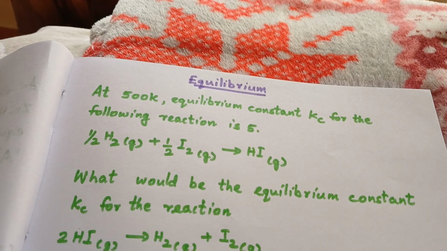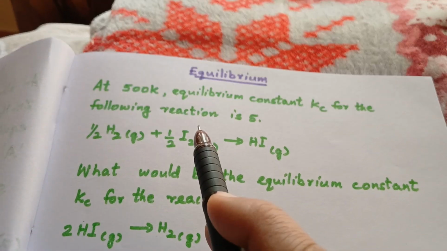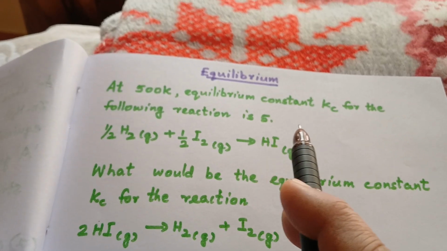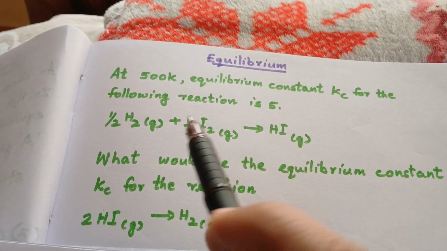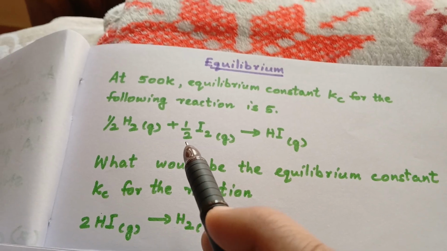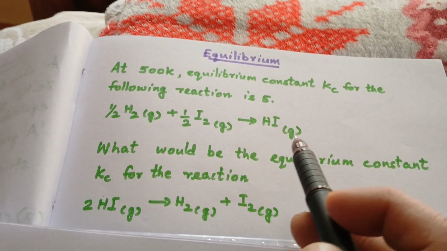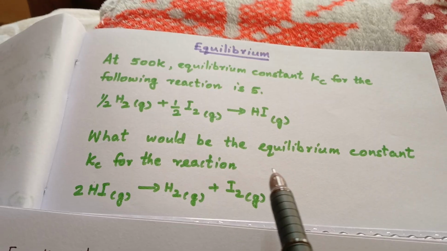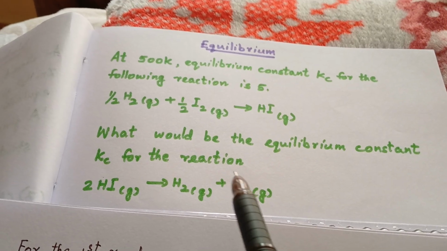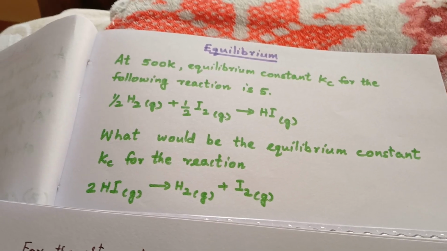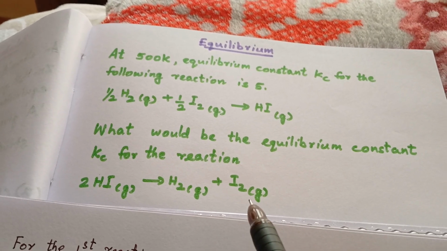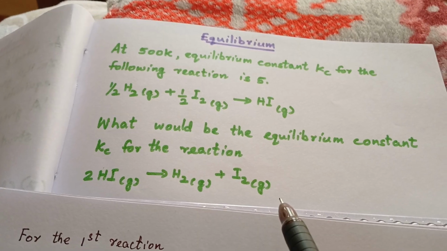Let's look at this question from equilibrium. At 500 Kelvin, equilibrium constant Kc for the following reaction is 5. That is half H2 gaseous plus half I2 gaseous giving HI gaseous. What would be the equilibrium constant Kc for the reaction 2HI gaseous giving H2 gaseous plus I2 gaseous?